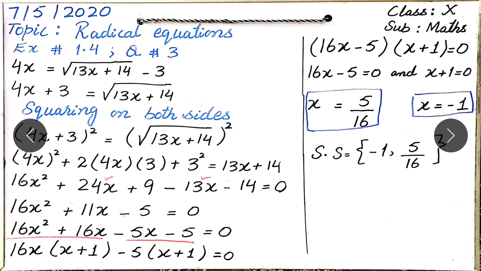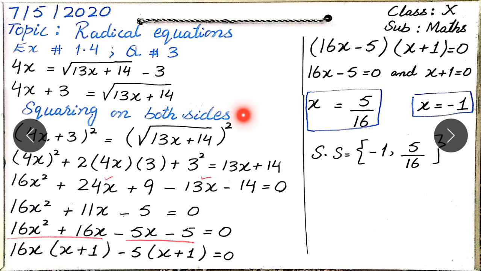Next topic is radical equations, and the exercise is 1.4. In this exercise we will come across equations in which radicals exist, or we have some radical expressions, like you can see in question number 3. And why do we have to solve these radical equations? In order to find the value of x. So let me tell you here that we cannot find the value of x until we eliminate the radical. So for eliminating this radical, we can take square, because square is the inverse of radical.